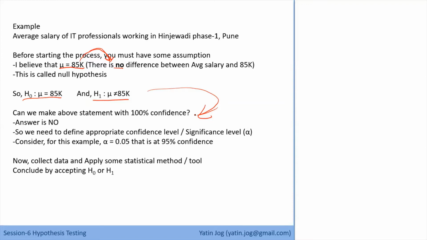As we have discussed, the significance level is the remaining portion of your confidence level. Generally in discussion, we use confidence level as the term, but in calculations, the significance level is always checked. And that is a major part of p-value analysis. Generally, we compare p-value with the significance level. We'll come to that part when we discuss the p-value analysis. Now collect data. If you have formed H0, H1, and you know the value of alpha, then collect the data and use an appropriate statistical method or tool, and then conclude by accepting or rejecting H0 or H1. That is the process we are going to follow.